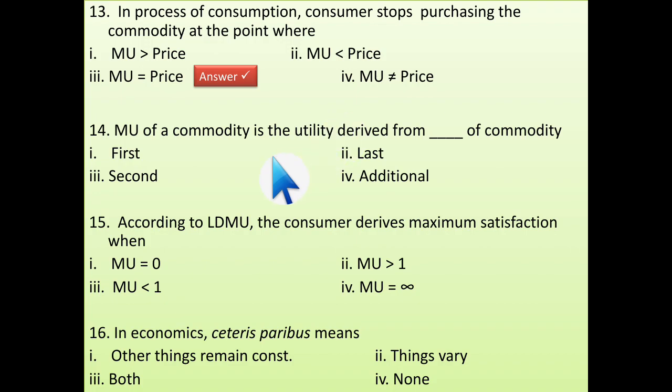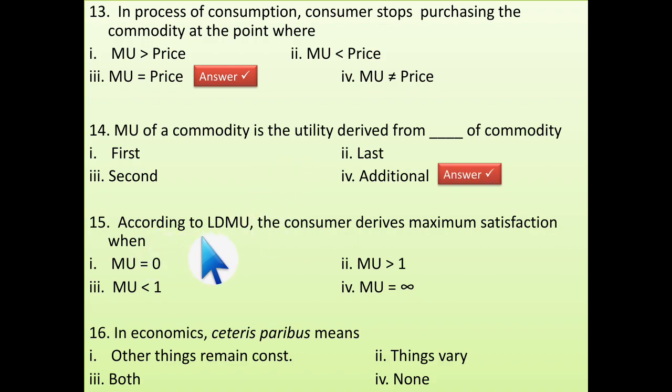Next, marginal utility of a commodity is the utility derived from dash of the commodity. Well, what is marginal utility? The extra unit of utility derived when we go for an extra or additional unit of commodity. So the answer is additional.